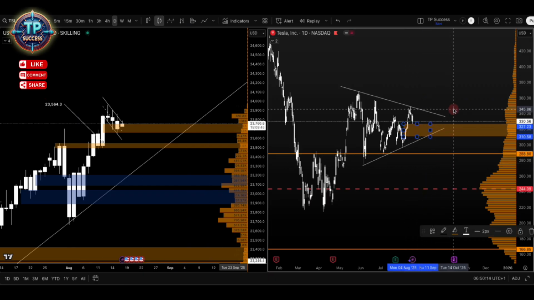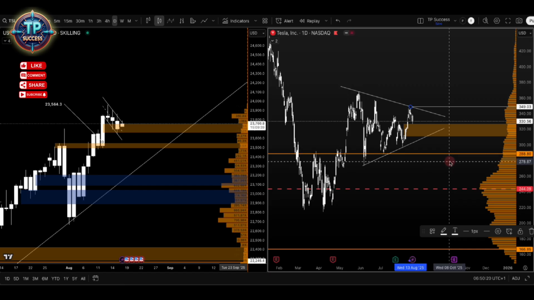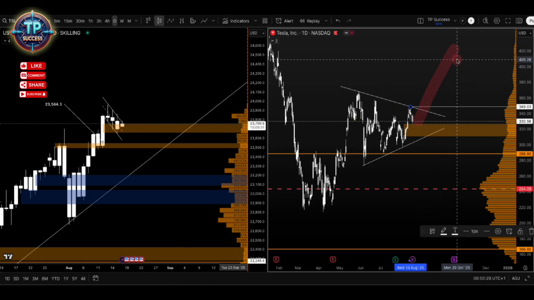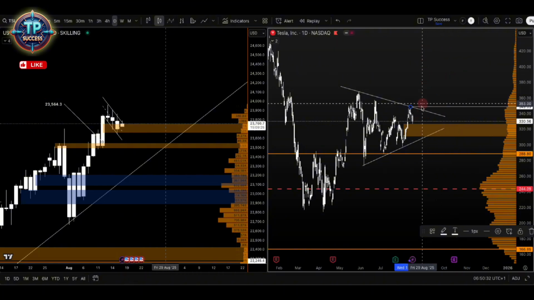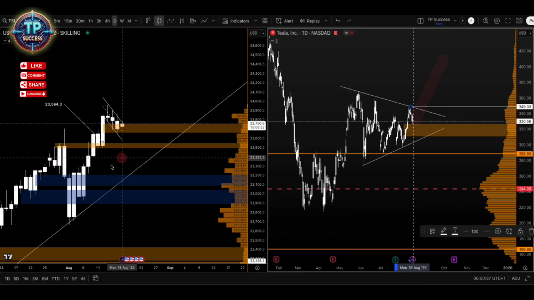So if we get a close above 349, it's fair to assume spillage of market is moving in this direction, or should we say an explosion, an eruption, whatever is moving off in this direction. So like I said, this all ties in with everything that is going on here, okay?